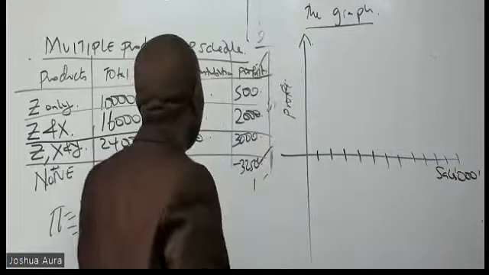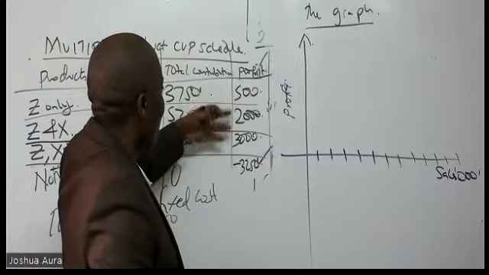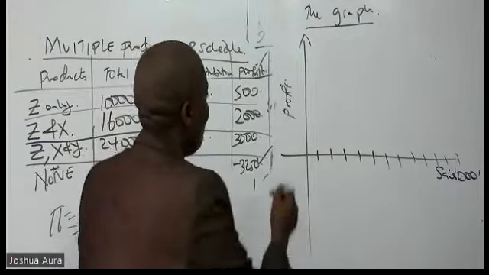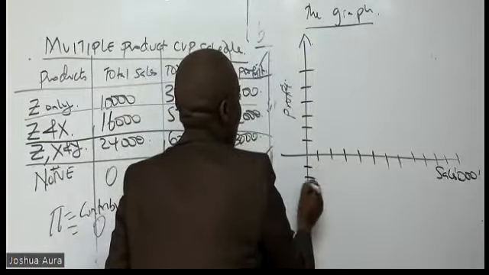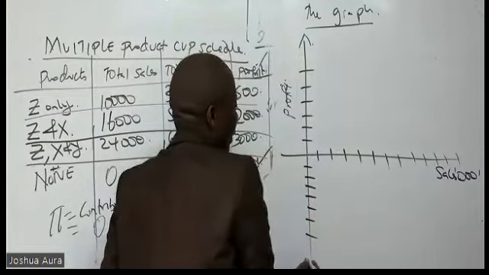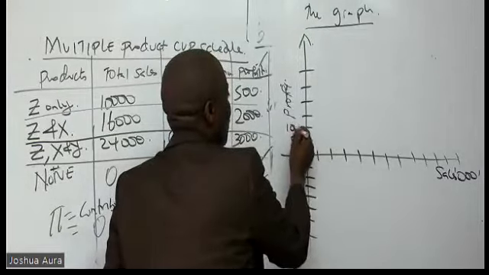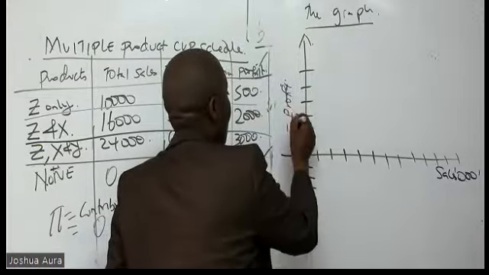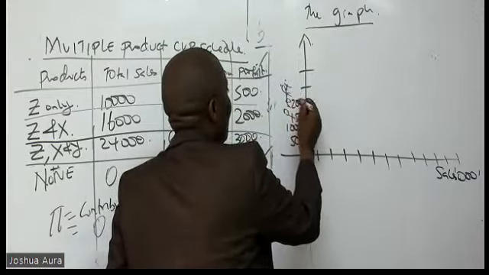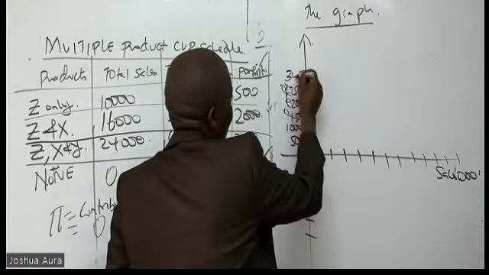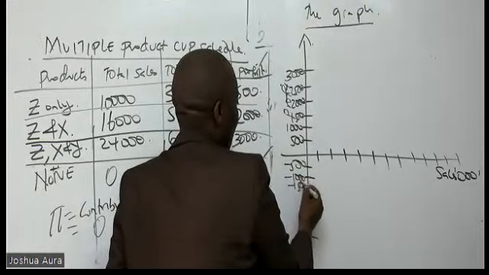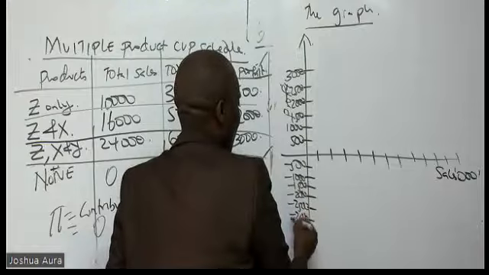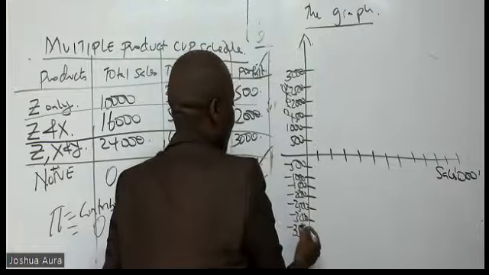Right, and then I have the profit. I can see 500, 3,000 positive, 500 will do. So 1, 2, 3, 4, 5, 6 to go to 3,000. I have to add another one there. So 500, 1,000, 1,500, 2,000, 2,500, 3,000. Minus 500, minus 1,000, minus 1,500, minus 2,000, minus 2,500, minus 3,000. And then we have minus 3,500 like that.